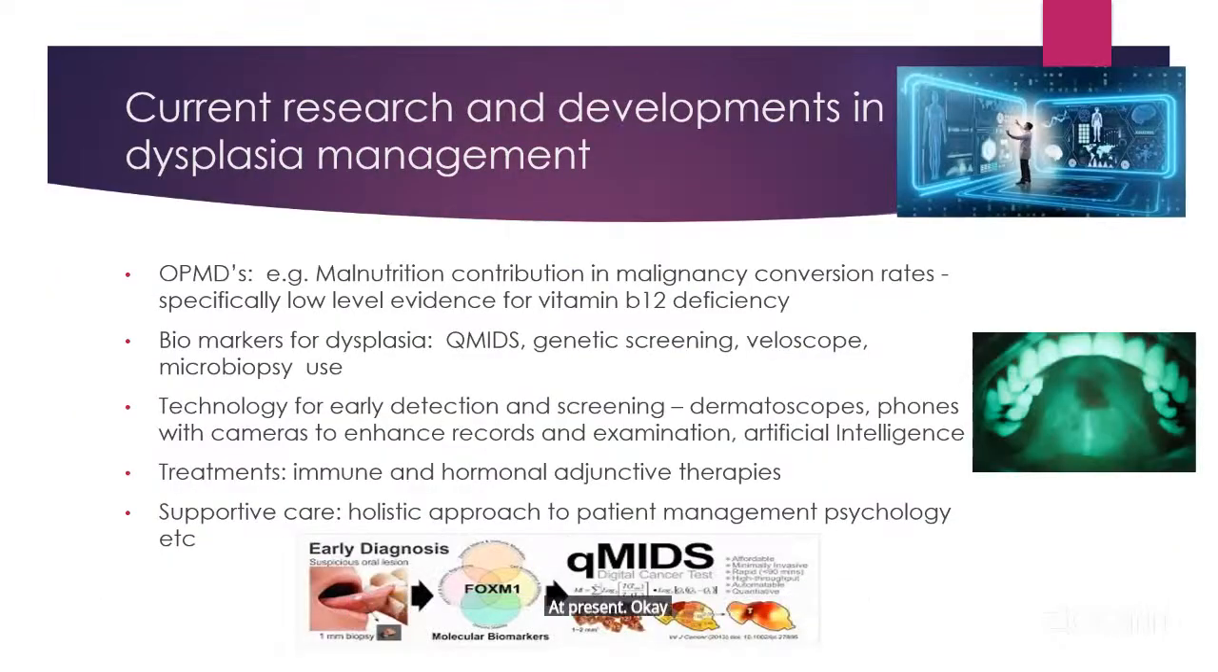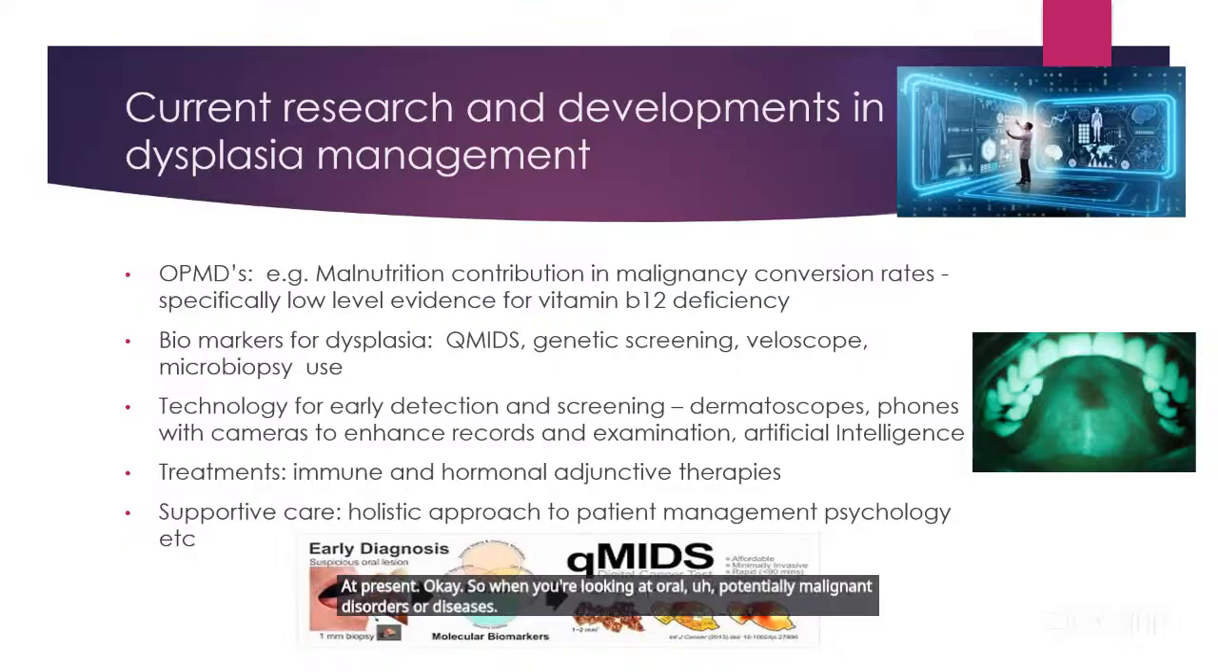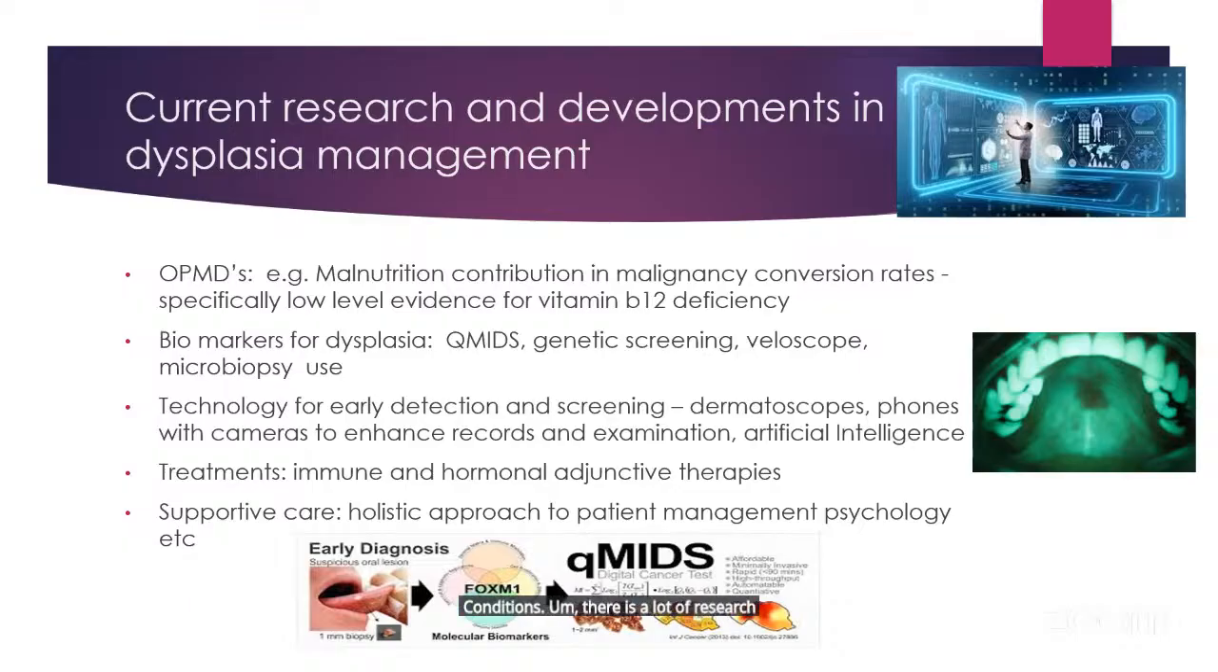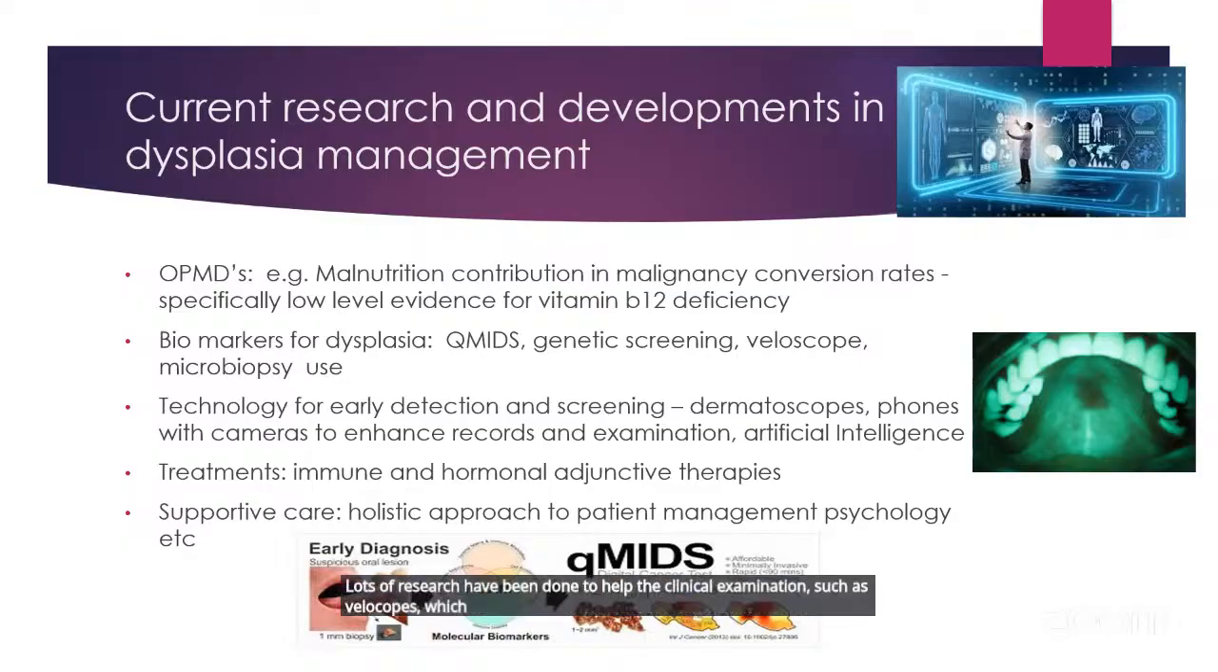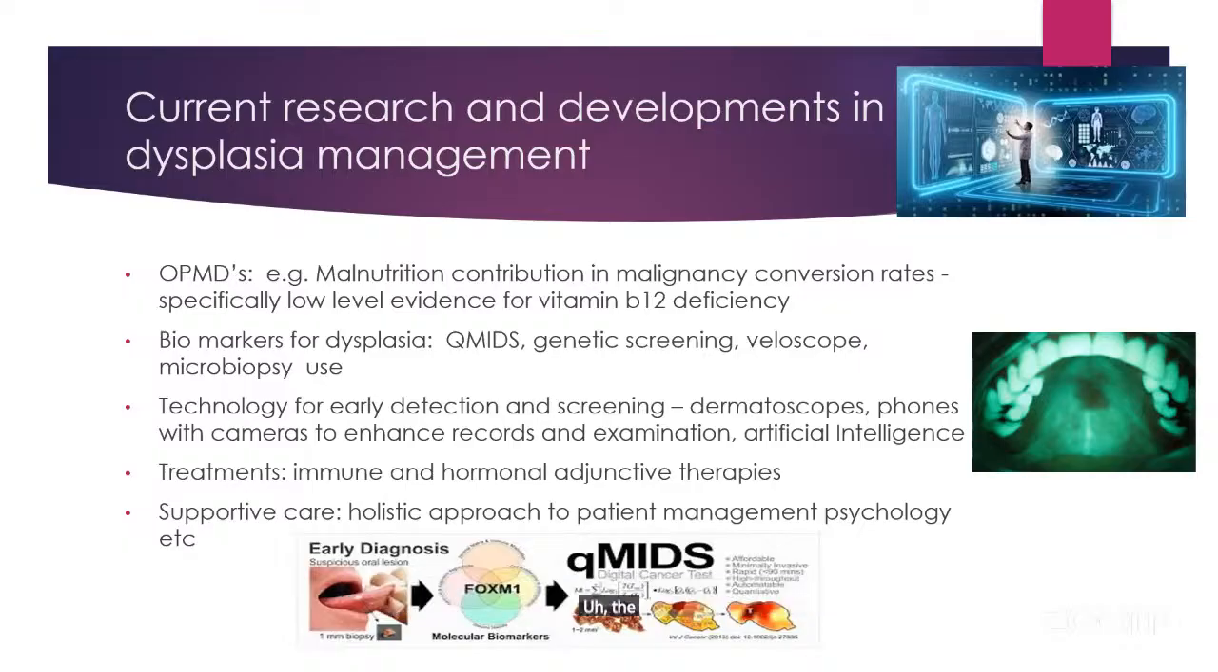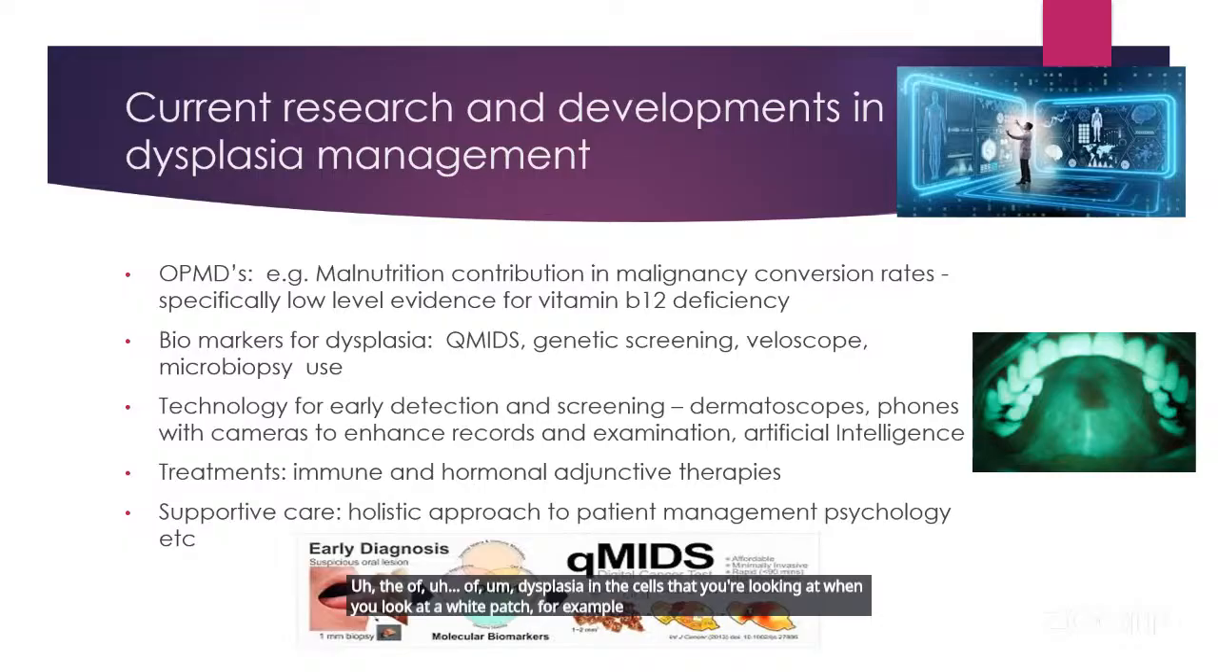Okay. So when you're looking at oral potentially malignant disorders, diseases, conditions, there is a lot of research in this area to help diagnose things earlier, because it's so important to get treatment early in these conditions. Lots of research has been done to help the clinical examinations, such as Veloscopes, which aim to highlight the amount of dysplasia in the cells that you're looking at when you look at a white patch, for example. And you can see this in the picture on the right.